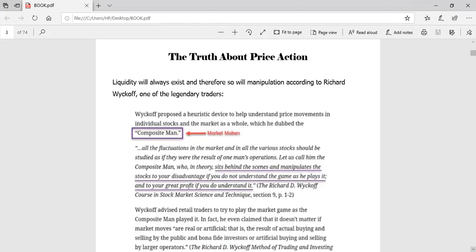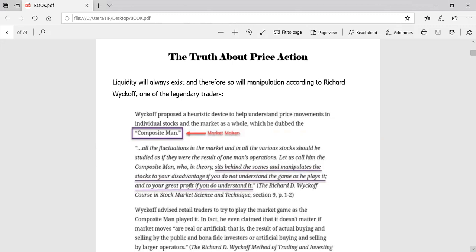Like this man said here, the wipe off of that liquidity will always exist, and therefore so will manipulation, according to Richard Wyckoff, one of the legendary traders. All the fluctuations that I've shown you in the market should be studied as if they were the result of one mass operation, the market players. It is called a composite man, who in theory sits behind the scenes and manipulates the stocks to your disadvantage if you do not understand the game as he plays it, and to your great profit if you understand it. So if you understand the game of manipulation, you will profit from it.